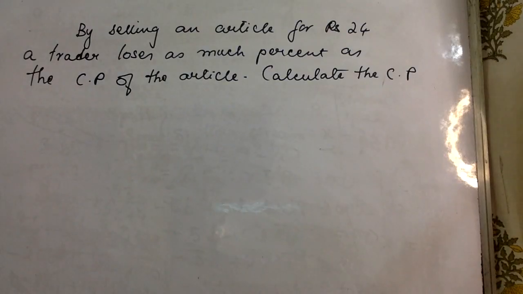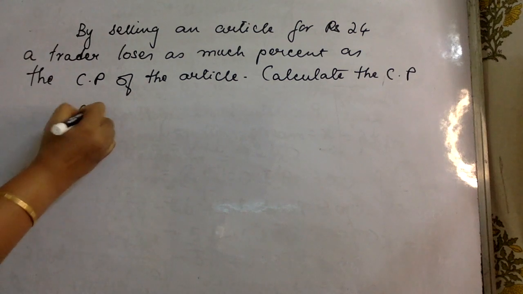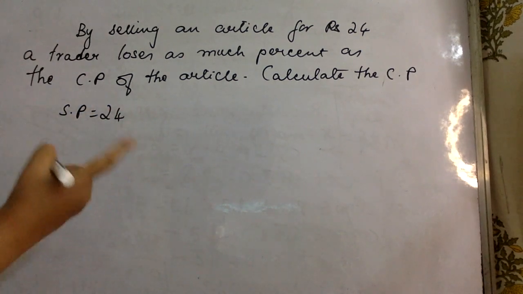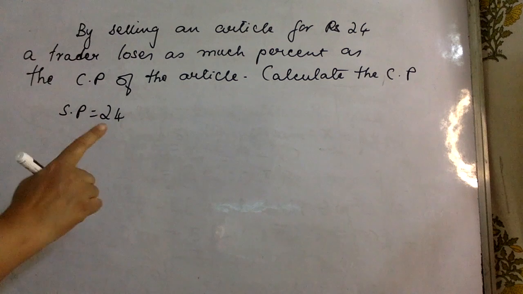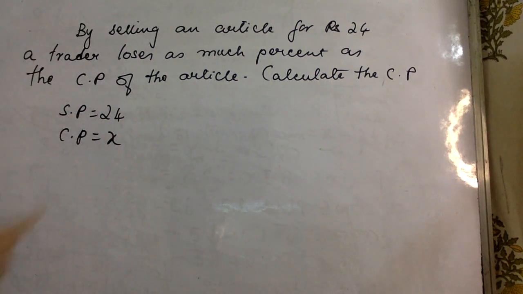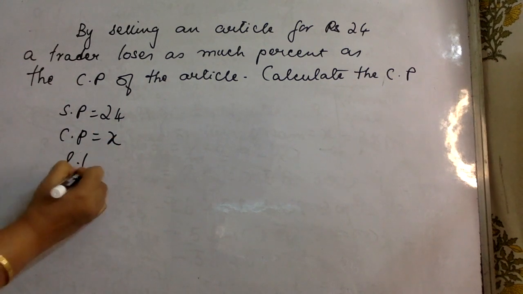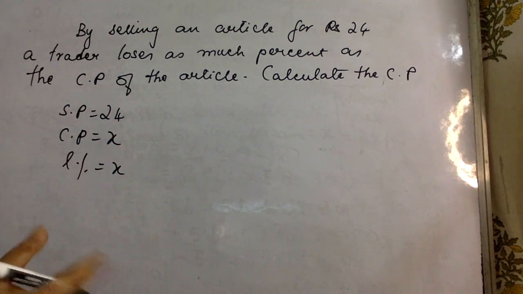Now this is another question. By selling an article for rupees 24, so selling price is 24, a trader loses as much percent as the cost price of the article. Let the cost price be X. Then the loss percent is also X, they are saying in this particular sum.